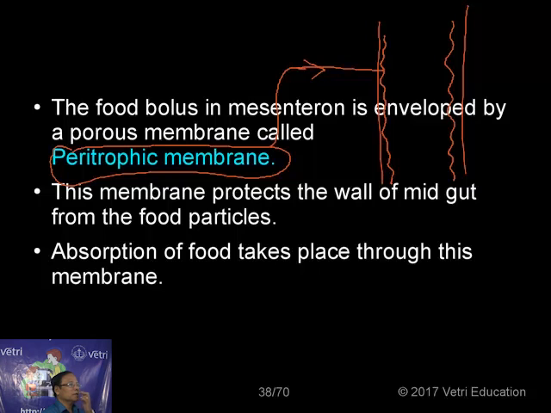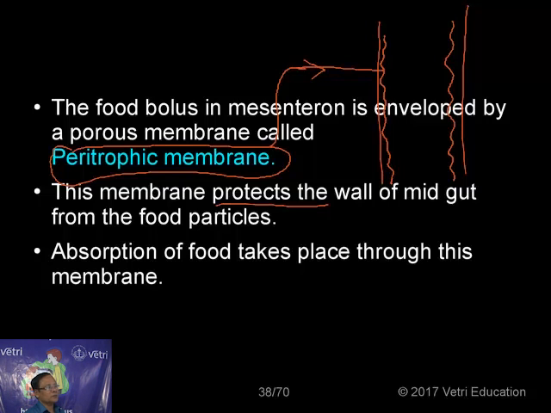It is porous in nature. This membrane protects the wall of the mesenteron from the food materials, which are rough in nature. So the peritrophic membrane is an envelope surrounding the food particles, the mass of food, the bolus. Now this membrane protects the wall. I mentioned its function is protection. Absorption of food matter is taking place only through this membrane. It is a porous membrane secreted by the epithelium that covers the entire mass of food in the mesenteron. Function: protecting the wall of the mesenteron from the food particles.